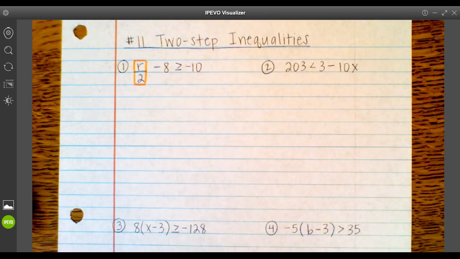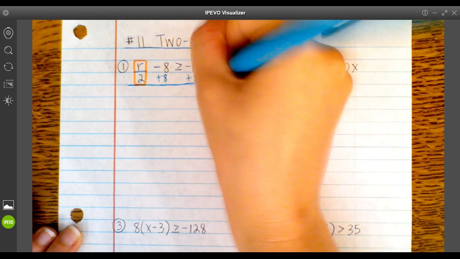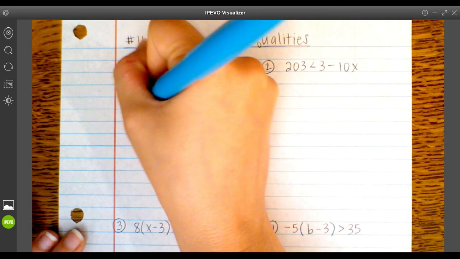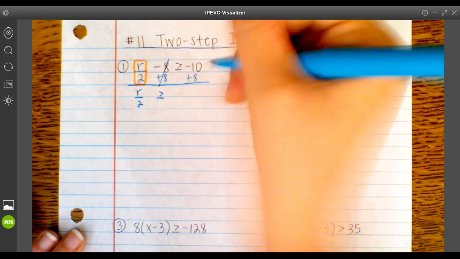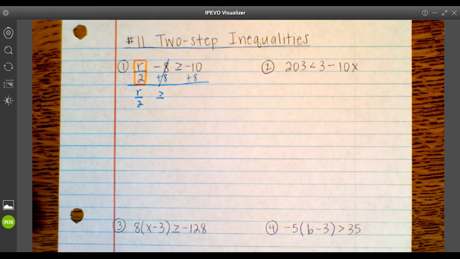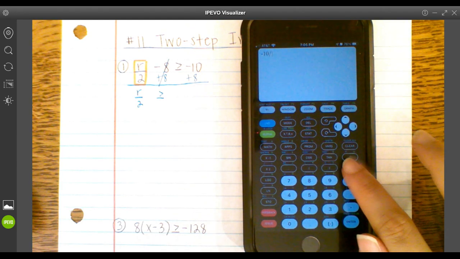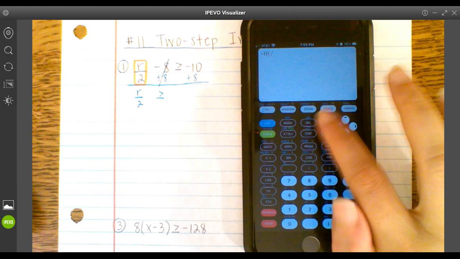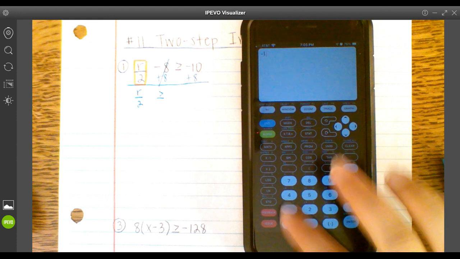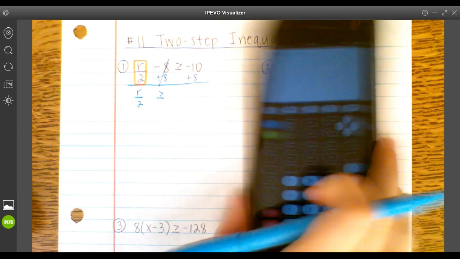So to undo subtract by 8, we add by 8 on both sides. So our 8 will undo. We have R divided by 2 is greater than or equal to negative 10 plus 8. Everybody get your calculator. Clear. Negative 10 plus 8 equals negative 2.